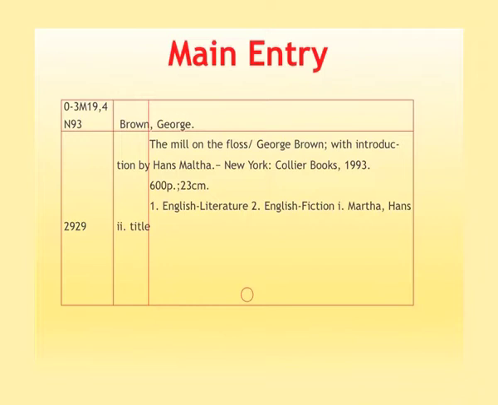After that, here is the subject of the book. It is English fiction. So, according to Sears list, I have given 2 subjects to this work, and then there is one another added entry, that is added entry for introducer of the book, and then added entry for title. So, in the tracing area there are 4 entries. So, it shows that this set of catalog has one main entry and 4 added entries.